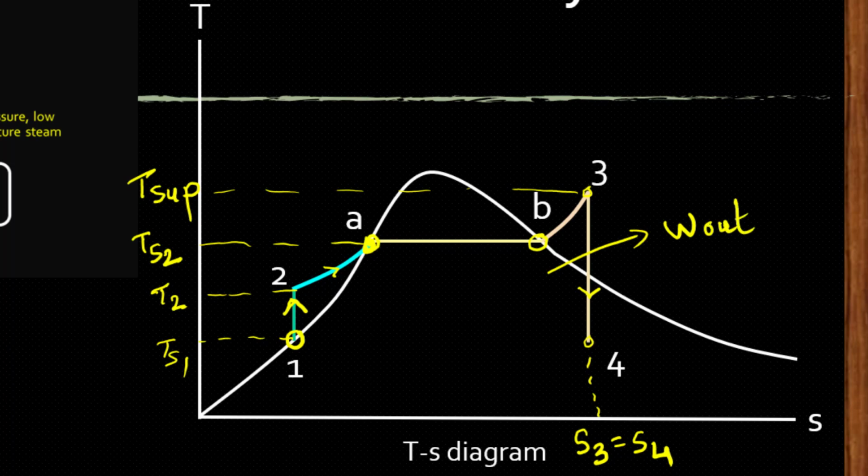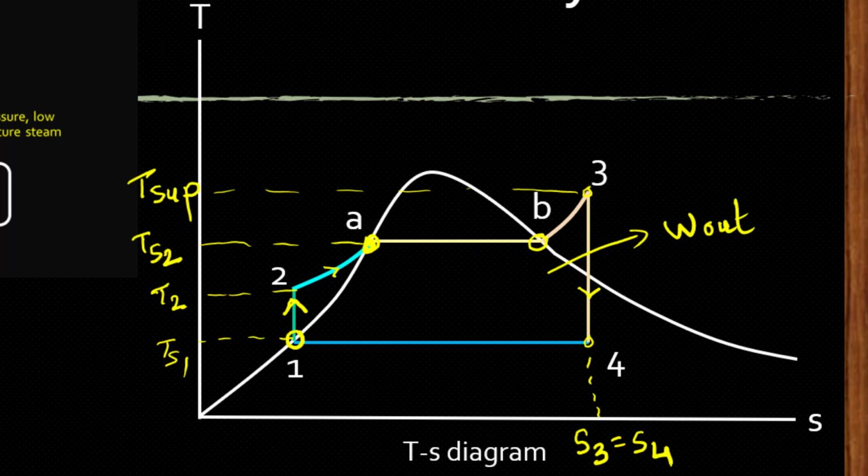Now look at point 4. Point 4 is in the liquid vapor mixture region. So at point 4, that means the exhaust steam from the turbine is a liquid vapor mixture, or we can say wet steam. Now this wet steam enters the condenser and rejects heat to the cooling water, and because of the rejection of heat, vapor will be converted to liquid.